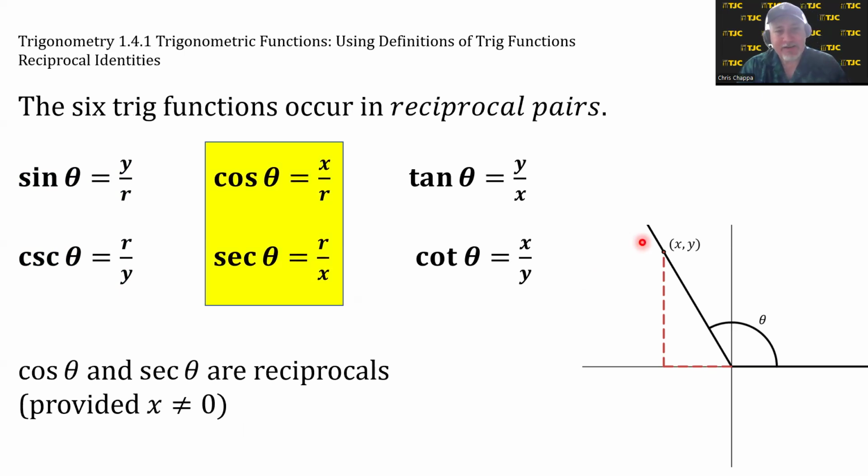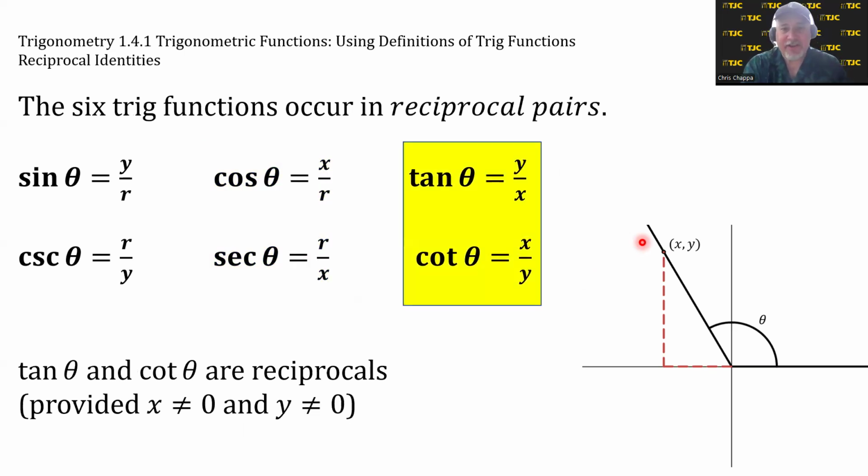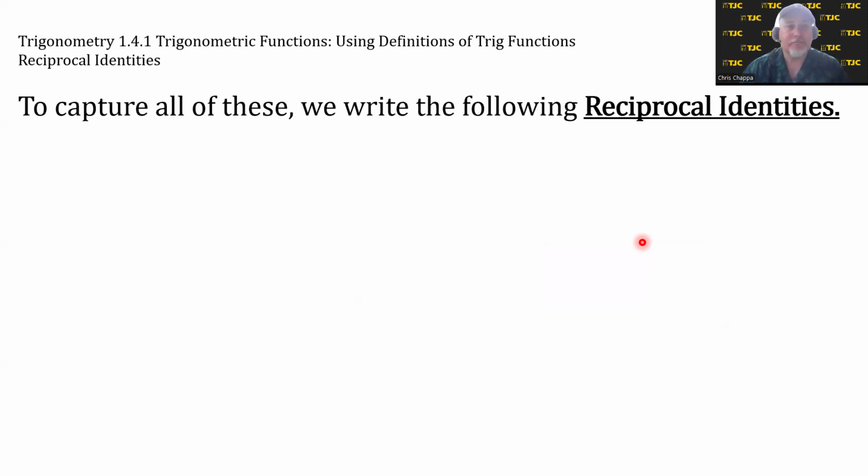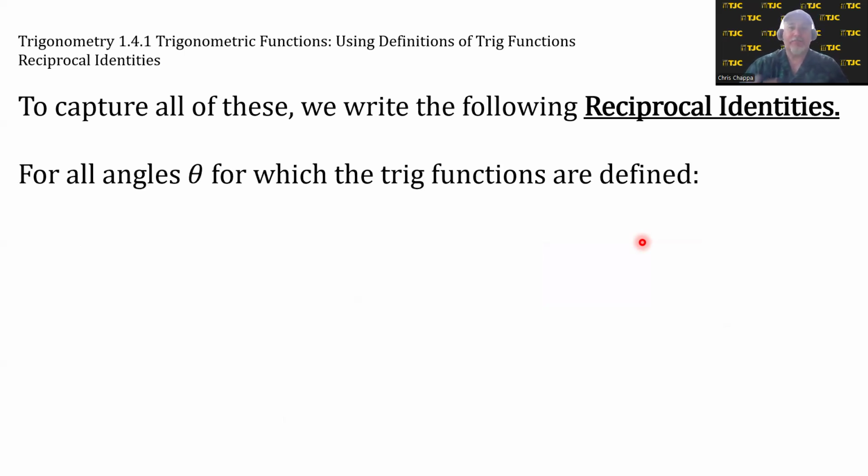Cosine of theta and secant of theta are reciprocals, provided x is not equal to 0. That would make secant undefined. And tangent of theta and cotangent of theta are reciprocals, provided both x is not equal to 0 and y is not equal to 0, because those would make one of the 2 trig functions undefined. Now, to capture all of these, we write the following reciprocal identities.